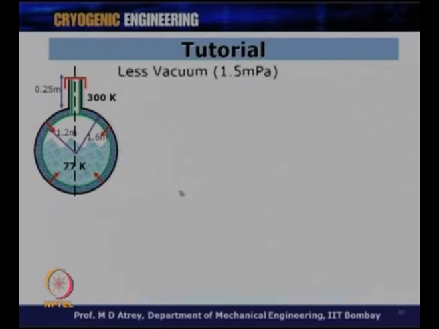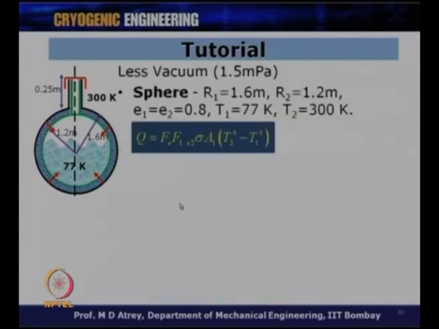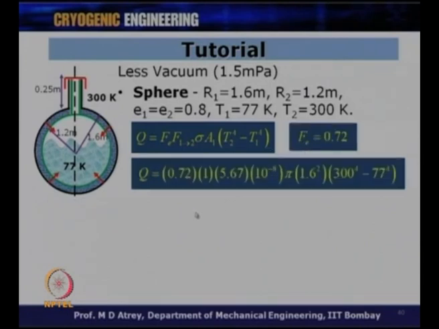I get the value of Fe equal to 0.72. So, with less vacuum, if I want to calculate radiation now, I will have this formula: Q is equal to Fe into the shape factor into sigma, which is the Stefan-Boltzmann constant, into A1 into T2 to the power 4 minus T1 to the power 4. Fe I have just calculated to be 0.72. Putting those values over here, I get Q radiation as 2648 watt, 2648 watt, which is much higher than for the perlite powder over here. So, we can see that vacuum alone is not going to be helpful at all in this region. Only perlite powder is much better than having only vacuum in this region.